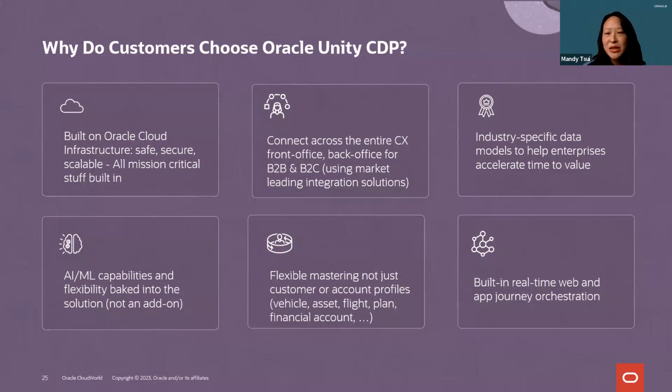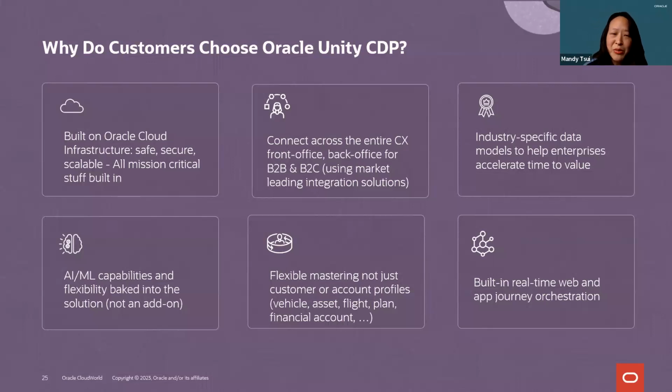We help you connect both your front office and back office data across B2B and B2C. We do notice that many of the CDPs out there focus more on front office data, but we believe that front office and back office data and the full understanding of the customer is truly important. So we focus on both. We have industry-specific data models out of the box for you across B2B and B2C, which means that as soon as you have the CDP, you can quickly get up and running, start your implementation, and it saves you time. And you'll start to realize your benefit even quicker.